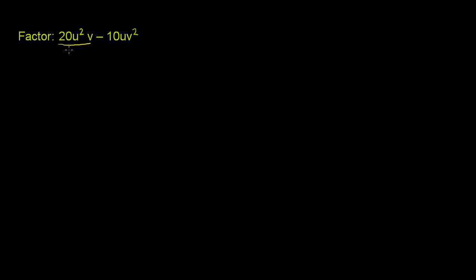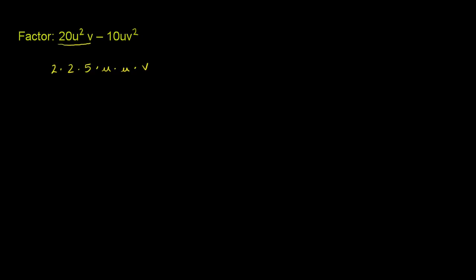20u squared v, if we do the prime factorization, 20 is 2 times 2 times 5, right? That's 2 times 10, that's 20. u squared is u times u, and then v is just 1v. So we just rewrote 20u squared v into a product of its most fundamental components, prime numbers and just u's and v's.